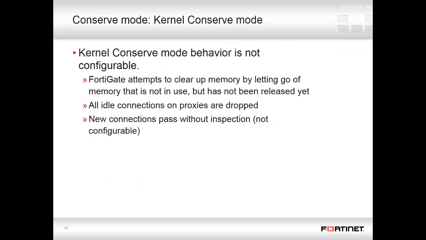Finally, there is kernel conserve mode. The FortiGate attempts to reclaim memory that is not in use. In an operating system, when a process releases memory, it is not immediately reclaimed. There is a memory daemon that runs periodically and cleans this up. The unit also immediately drops any connections that the proxy considers idle. While the unit is in this type of conserve mode, any new sessions will pass through the FortiGate without any UTM inspection because the operating system does not have enough memory to do so.